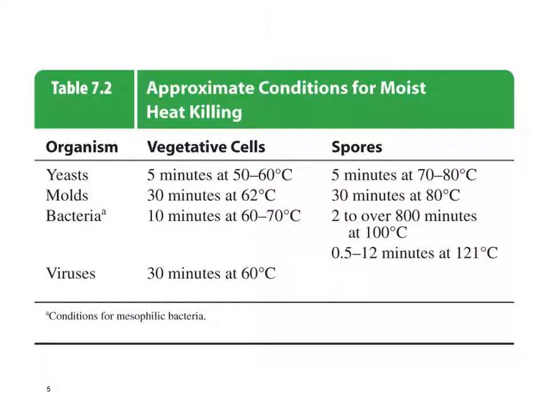This table summarises the approximate conditions for moist heat killing of different organisms. So we have listed here yeasts, molds, bacteria and viruses. But note also the difference in time and temperature required to kill the vegetative cells of each group of organisms in comparison to the spores produced by those organisms.